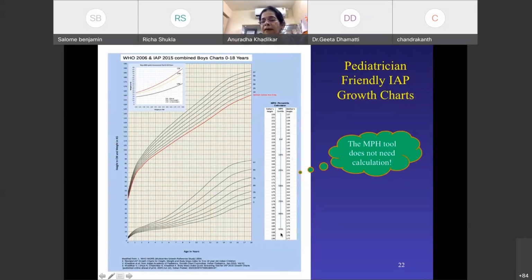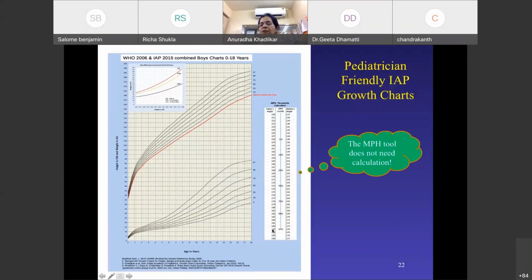What the mid-parental height tool does is, on this side you have the father's height, and on this side you have the mother's height. Say the father is really tall, 187, and the mother is also very tall, 174. Then you just need to join the line here.